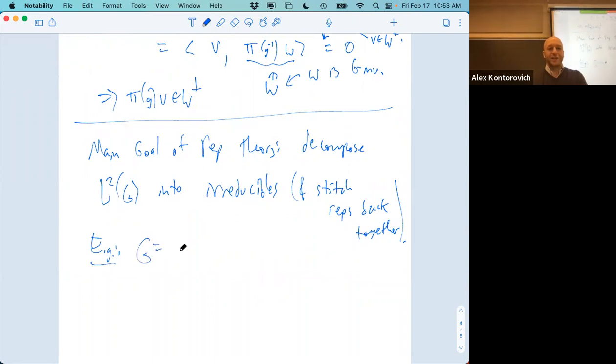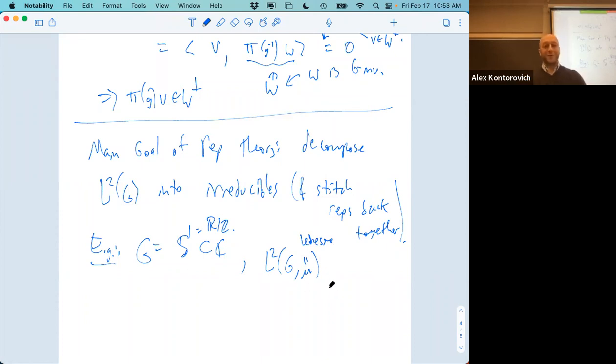Okay, when G is the circle, S1, inside the complex numbers, things of absolute value 1. I can think of this as R mod Z and identify this with R mod Z. So that's a nice group. What is L2 of G? With what measure? Now, the big measure.